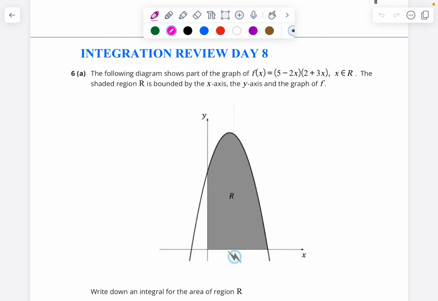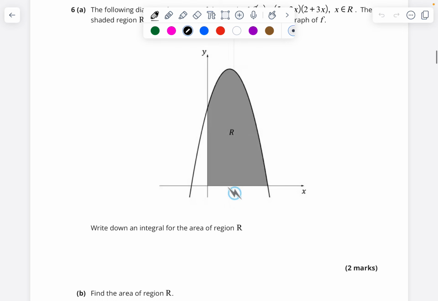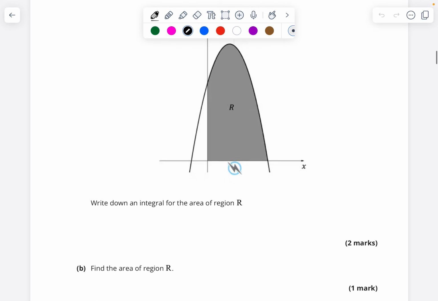This video is for integration review, day 8, questions number 6 to 10. The following diagram shows part of the curve. R is the region bounded by the curve and the x-axis. Write down the integral for the area of the region.